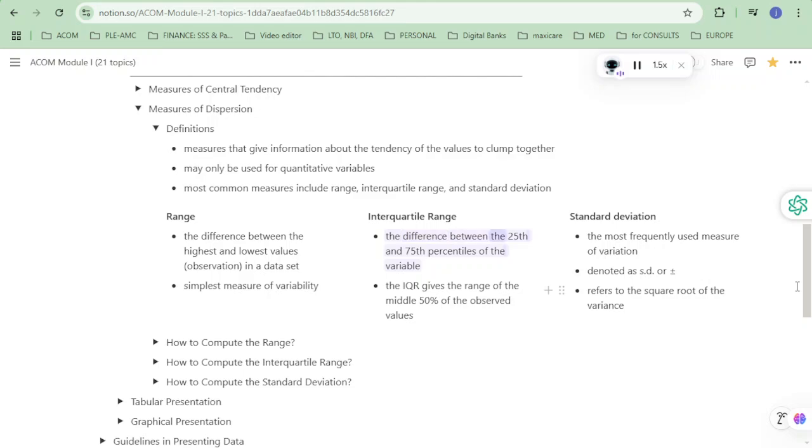Interquartile range. The difference between the 25th and 75th percentiles of the variable. The IQR gives the range of the middle 50% of the observed values. Standard deviation. The most frequently used measure of variation. Denoted as SD or plus or minus. Refers to the square root of the variance.